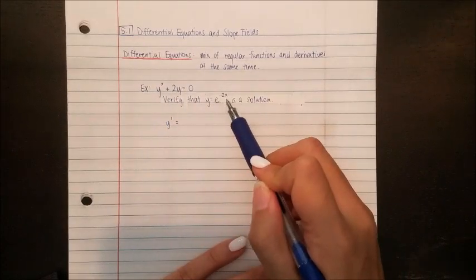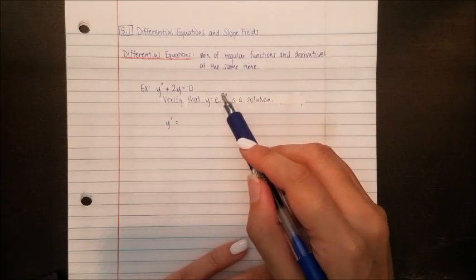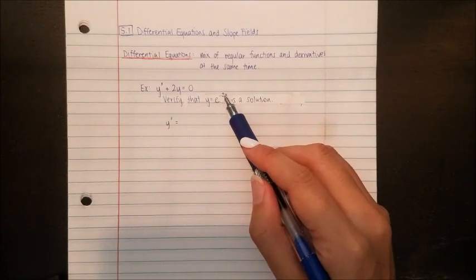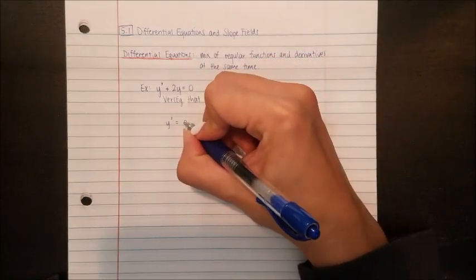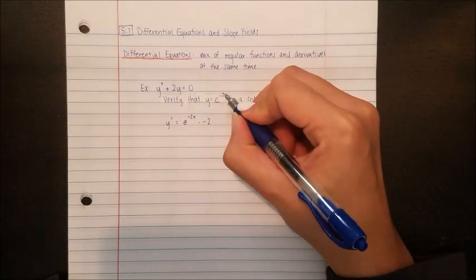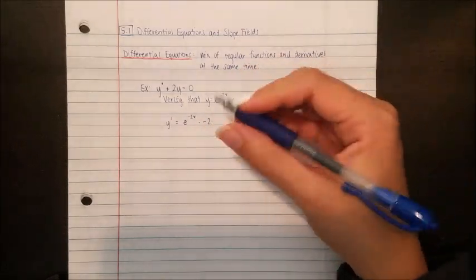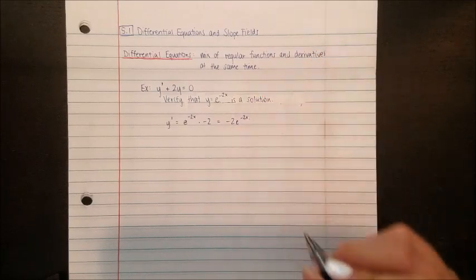So finding the derivative of e to the negative 2x requires chain rule because we've got a more complicated exponent here. So for e, it's just itself as the derivative, but then multiply by negative 2 because that's the derivative of the inside. So y prime is just negative 2 e to the negative 2x.